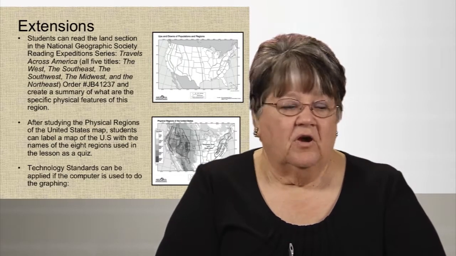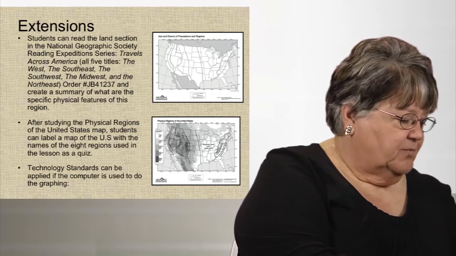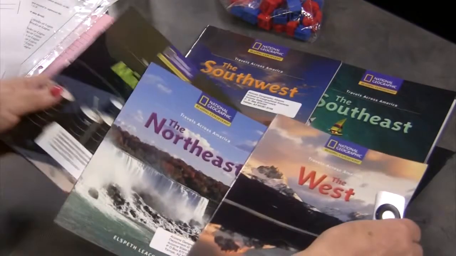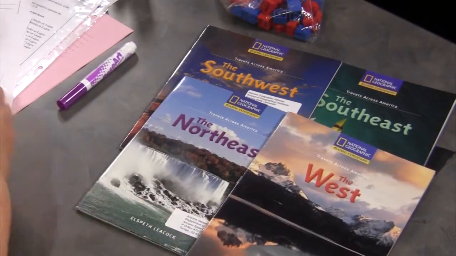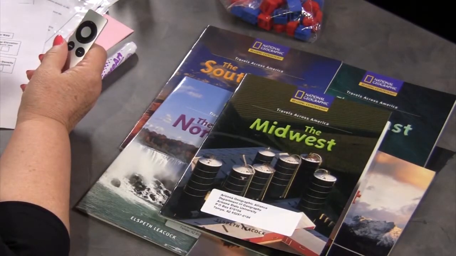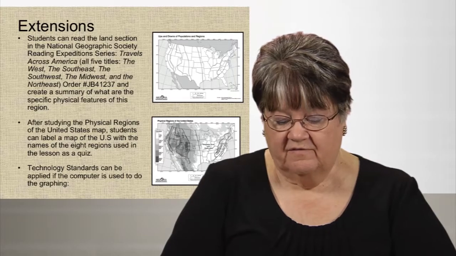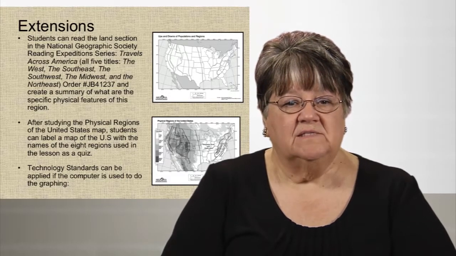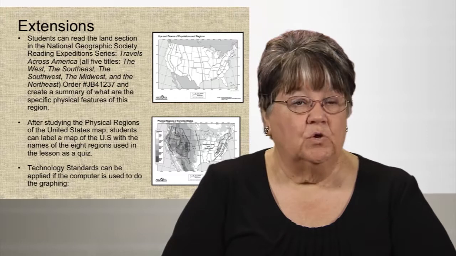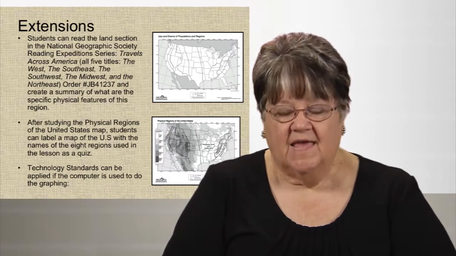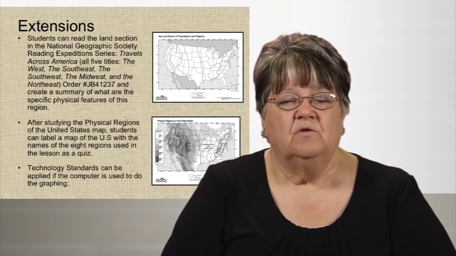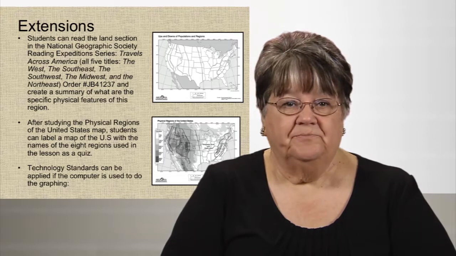And extensions. All right, there is a series of books on the different regions that are excellent to use to talk about these various regions. These books are available from National Geographic, and they can tell the students more about the regions once you've tweaked their interest. You also can study the physical regions map, and then at some point give them a quiz. We have one variety that has all of the labels and another one that has no labels, so that they would have to fill in the different regions. And if students are able to use the computer lab, you could have them graph using the computer.